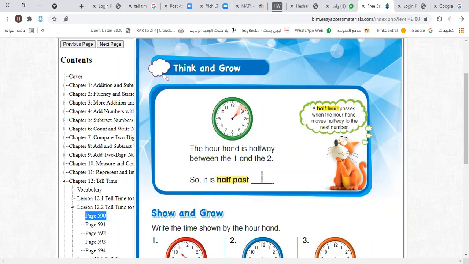The hour hand is halfway between the 1 and the 2, so it's half past 1. Don't say half past 2, no, it's half past 1. Take the previous number, half past 1. Now let's answer question number 1.